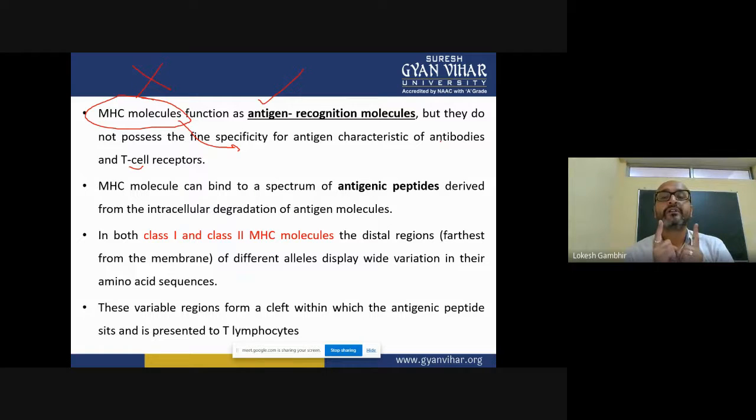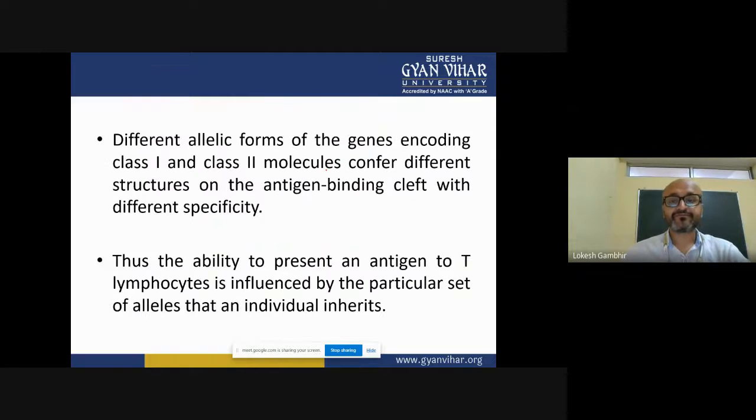The only requirement is that the antigen first should be processed, degraded to small molecules, and only then will it be presented. So the presentation always happens in the cleft that we had discussed, the antigen binding cleft, the region which is far away from the membrane. If you go to the genetic studies, this antigen binding region shows polymorphism. The variation in the amino acid sequence in these alleles is very high when we are talking about MHC molecules. So different allelic forms are giving you different results.